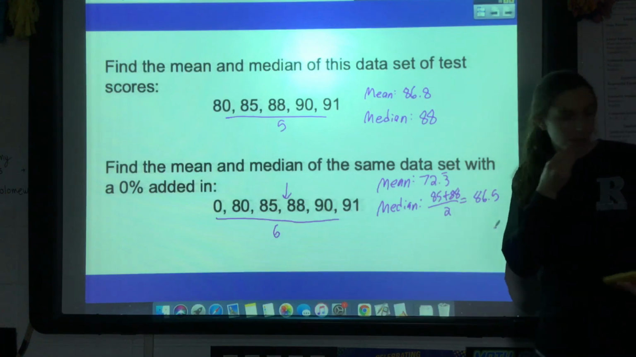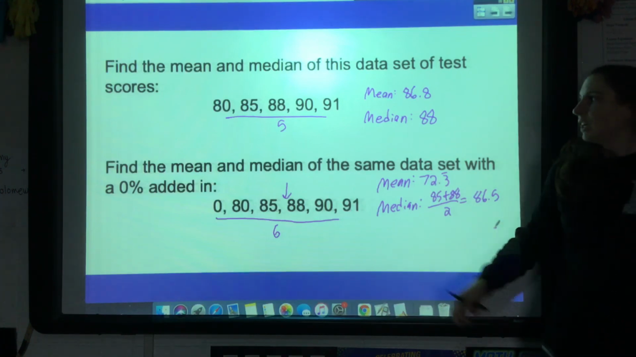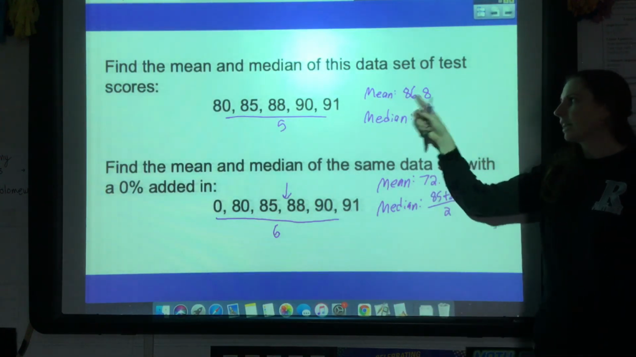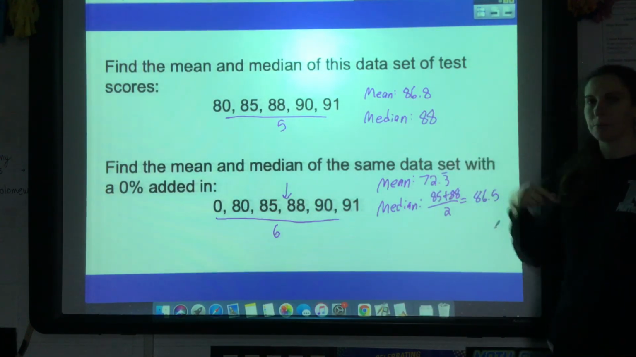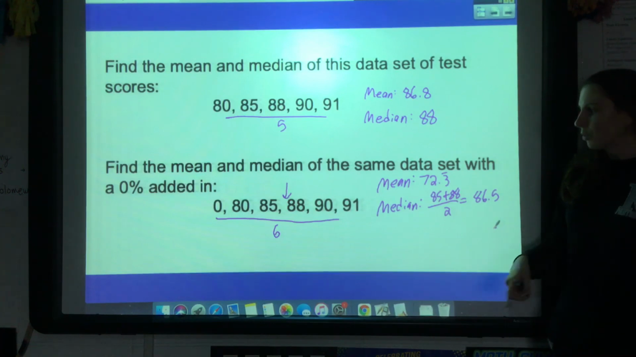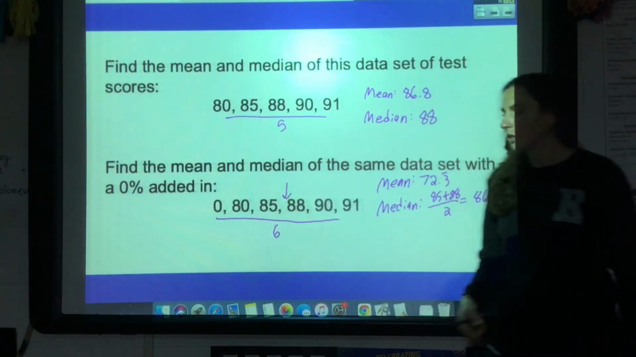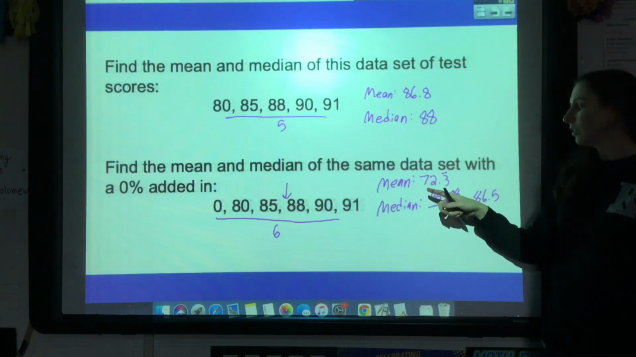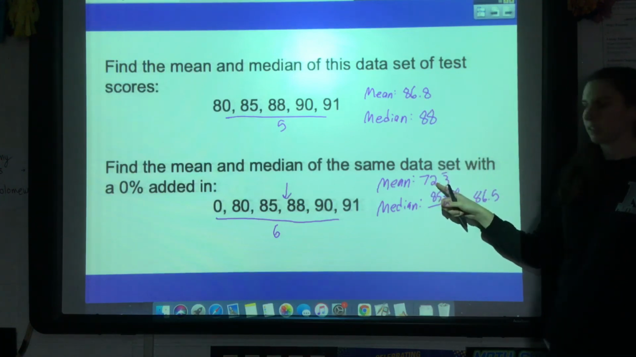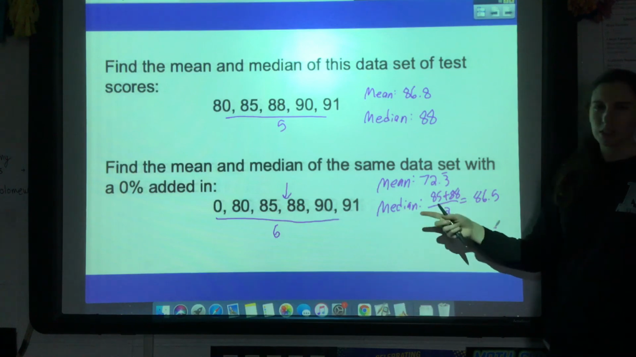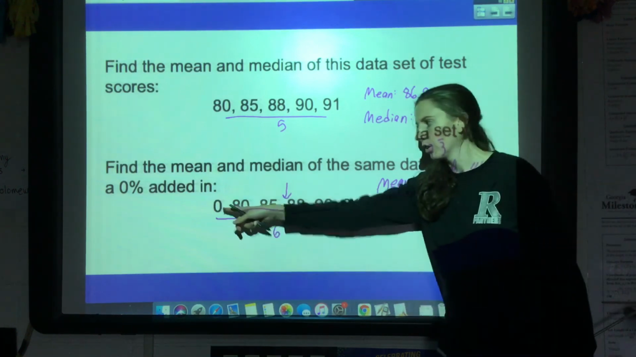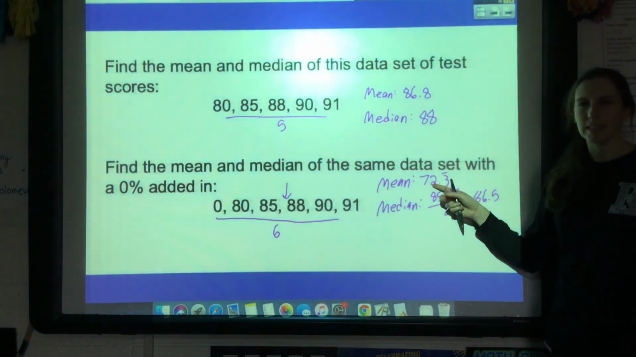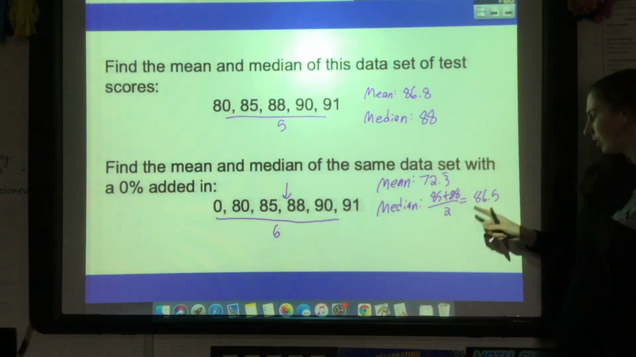So let's look at what happened. When you had all just B's and A's, the mean was like a high B and the median was a high B. However, when you throw in a 0, notice that the mean gets pulled way far down. It dropped like 14 points. The median dropped a little bit, as it should, because you have a lower grade, but it didn't drop nearly as drastically as the mean did. The median only dropped like 1.5 points.